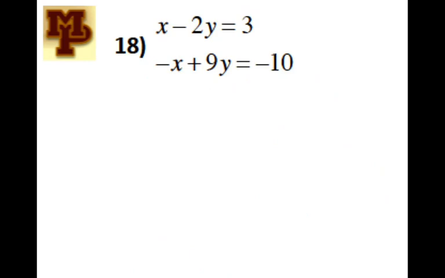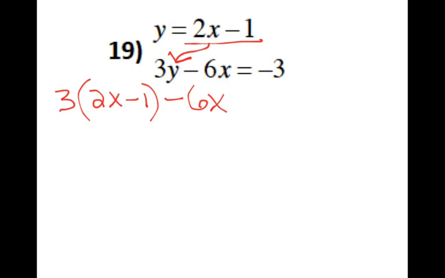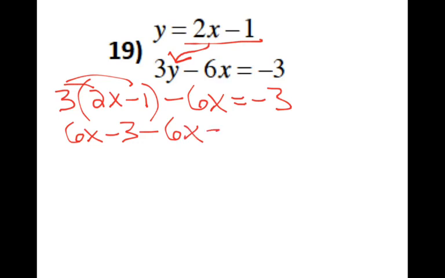Number 19. This one's set up pretty well for substitution. So we're going to take the y, plug it in. So it's going to be 3 parentheses 2x minus 1 minus 6x equals negative 3. We're going to distribute that 3, so that'll be 6x minus 3 minus 6x equals negative 3.